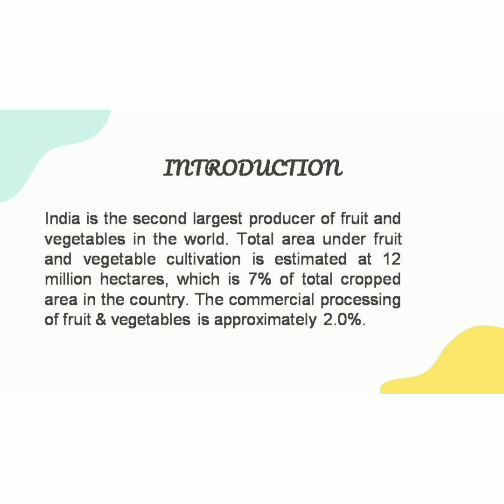Introduction. India is the second largest producer of fruits and vegetables in the world. The total area under fruit and vegetable cultivation is estimated at 12 million hectares, which is 7% of the total cropped area in the country. The commercial processing of fruits and vegetables is approximately 2%.